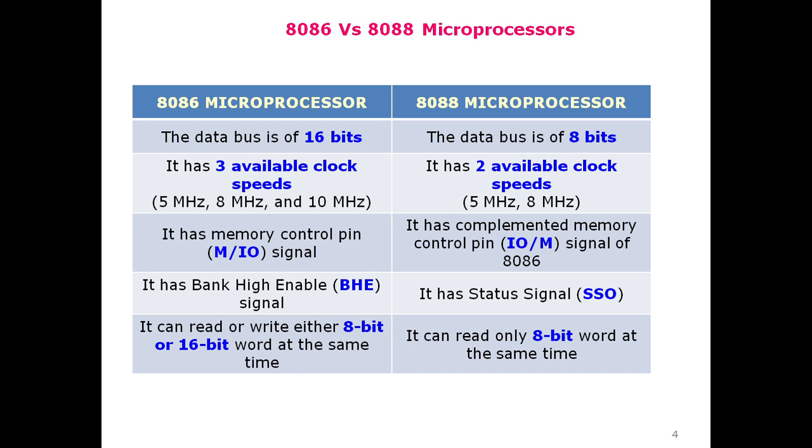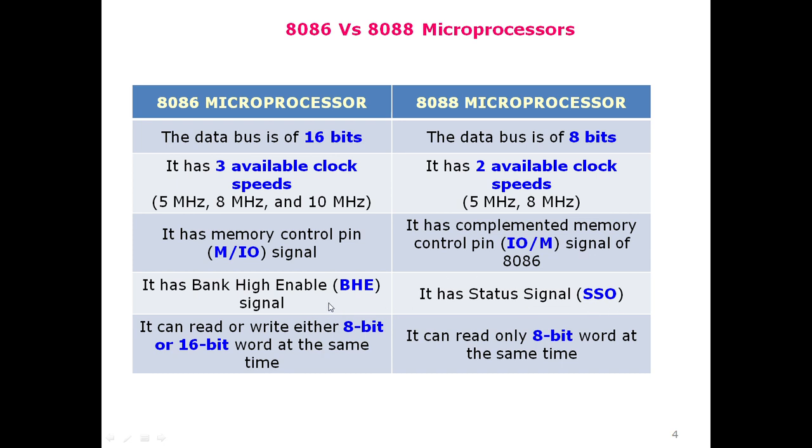The 8086 microprocessor has a memory control pin designated with the M/IO signal, with a bar on the IO, while in the 8088 microprocessor this has a complementary memory control pin, the IO/M signal. So IO comes first and M comes later. The 8086 has a bank high enable signal, or bus high enable signal, while the 8088 has status signal SS0.